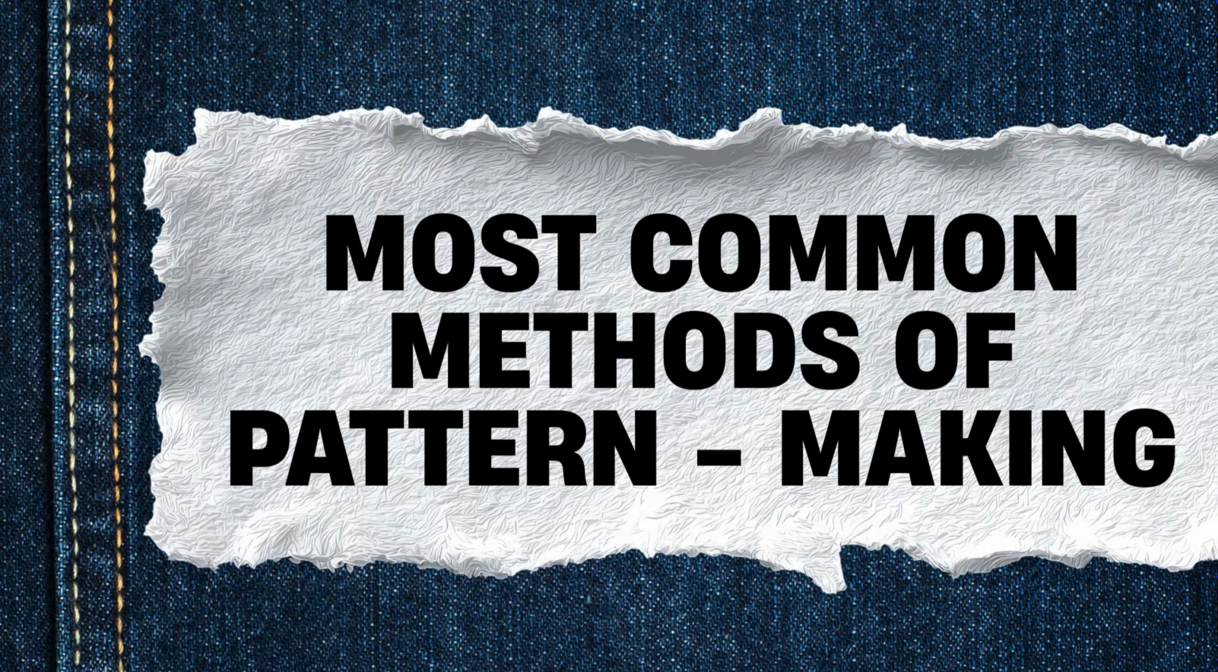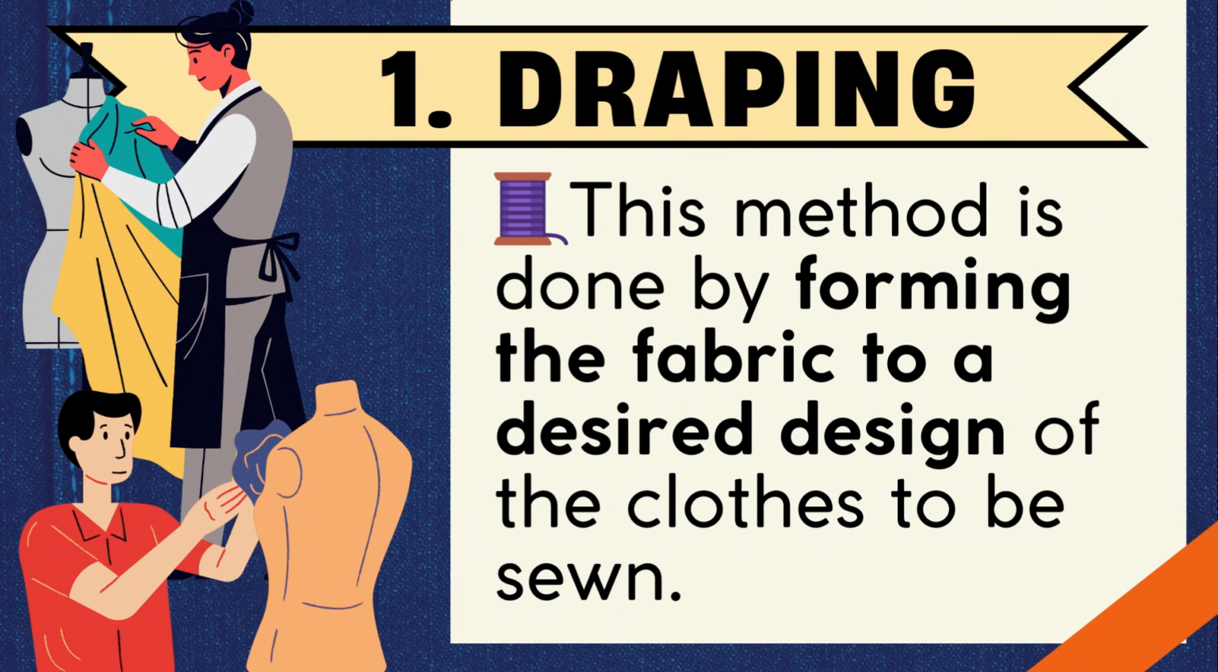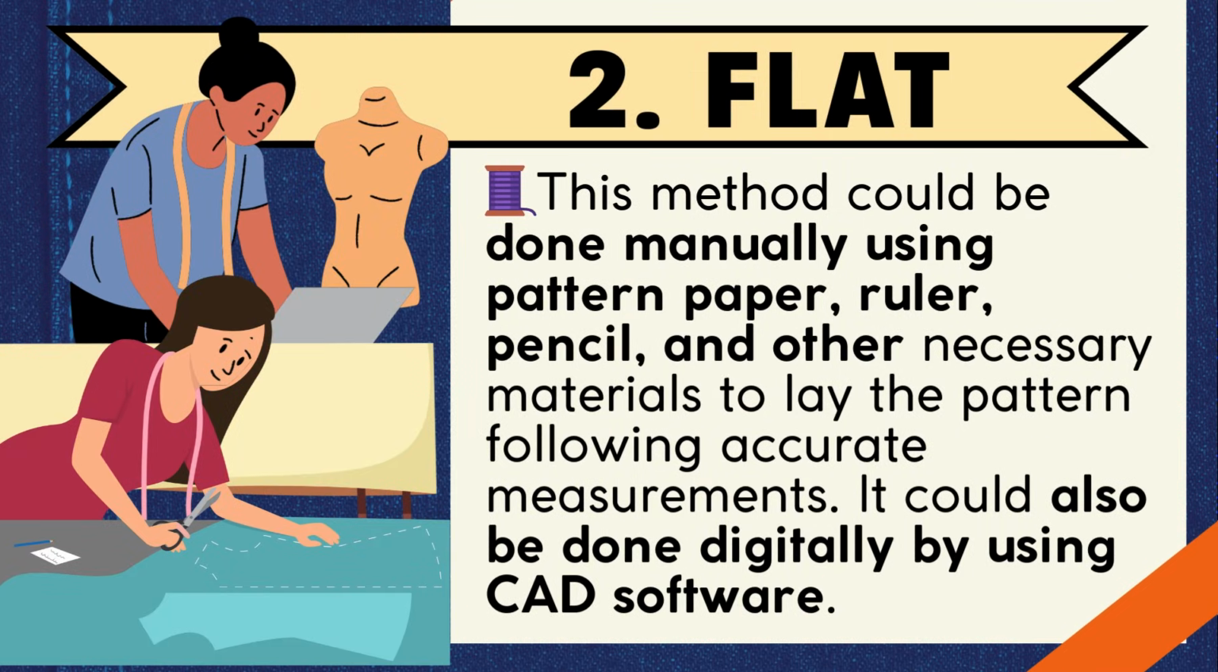Most common methods of pattern making. 1. Draping. This method is done by forming the fabric to a desired design of the clothes to be sewn. Draping is like sculpting with fabric. You place the cloth on a mannequin and shape it until it follows the design you want. This method is great for creating beautiful curves and unique styles because you see the shape of the clothing right away.